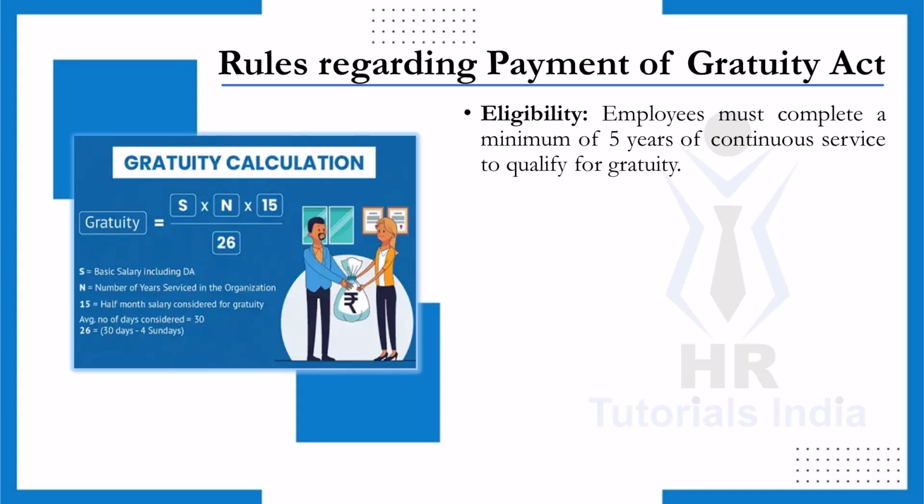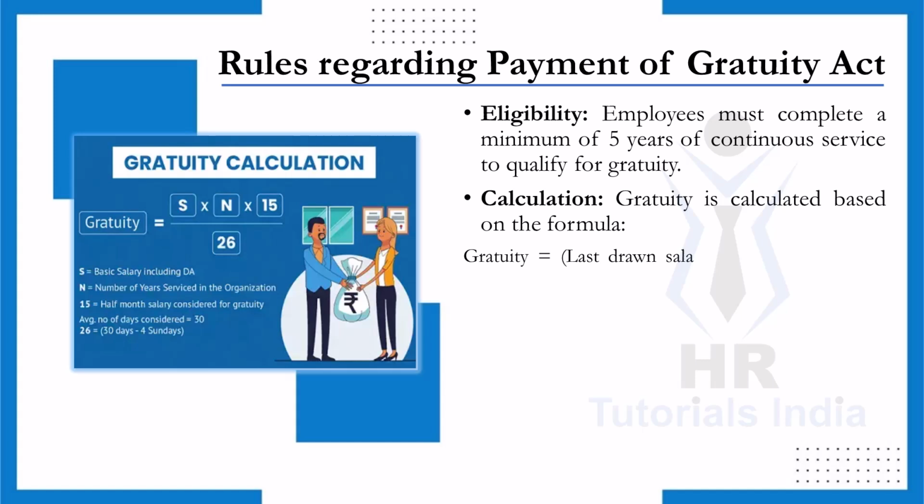However, gratuity is also payable in case of the employee's death or disability regardless of the service period. Calculation. Gratuity is calculated using the following formula. Gratuity is equal to last drawn salary into 15 into number of completed years of service divided by 26.